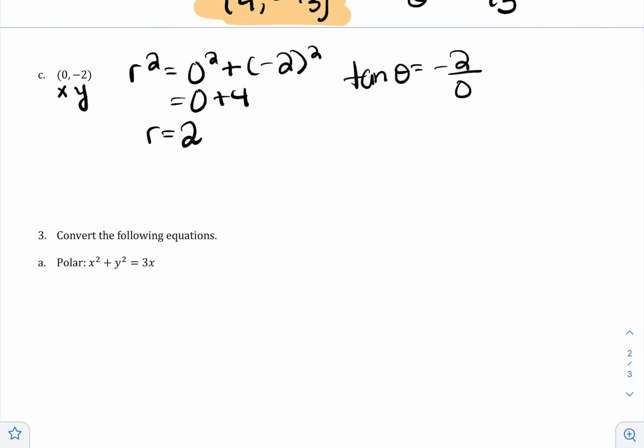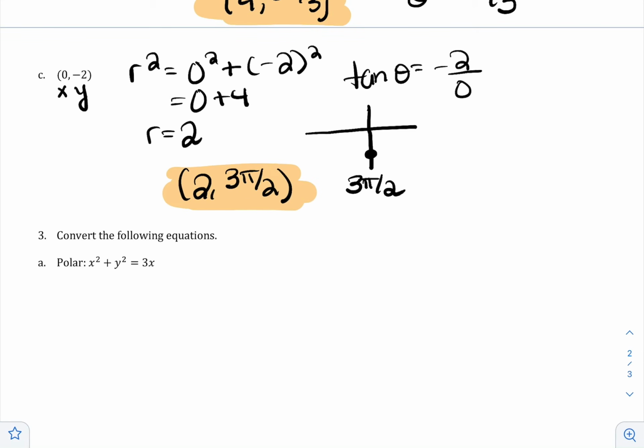Remember that anytime x or y is 0, it's going to be on an axis. So when one of them is 0, what you're going to do to find the angle is just plot it. So this is 0, -2. And then this is the axis angle 3 pi over 2, 270 degrees. So when one of them is 0, you can look at just what axis angle it is. So 2, 3 pi over 2.